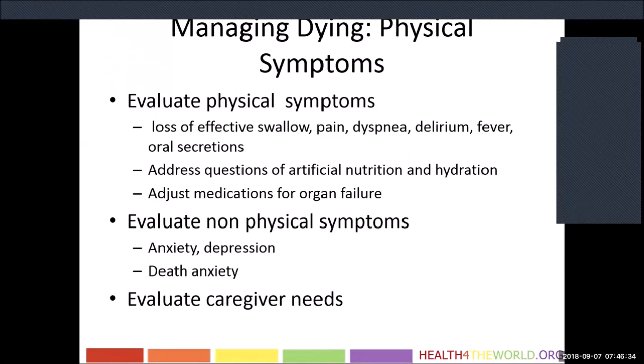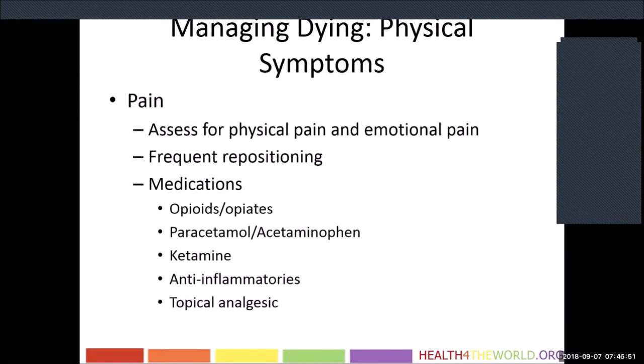Also evaluate for non-physical symptoms. Are they anxious? Are they depressed? Are they having death anxiety? All of these things need to be attended to in order for them to be comfortable at the end of life. And then we need to be constantly evaluating for the needs of our caregivers, because if our caregivers aren't in place and they're not doing well, all of our plans fall apart because they all hinge on excellent caregiving. So in pain, you're going to assess for physical and emotional pain.